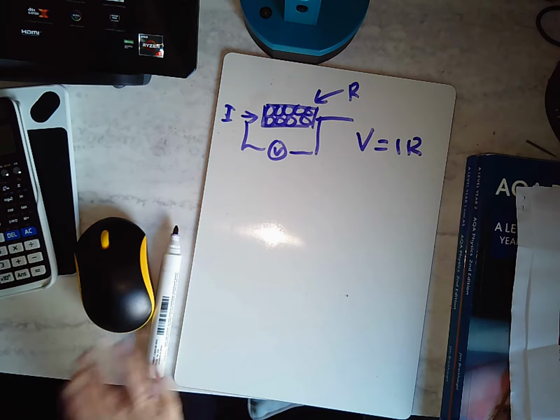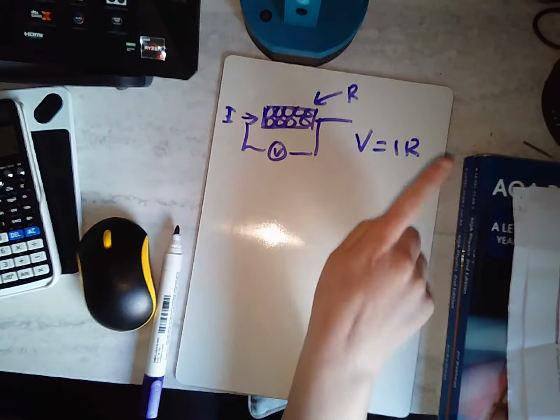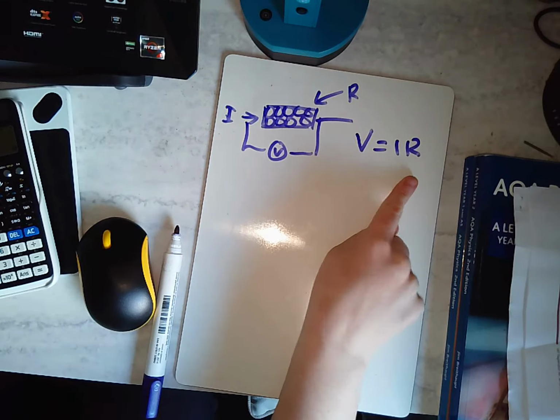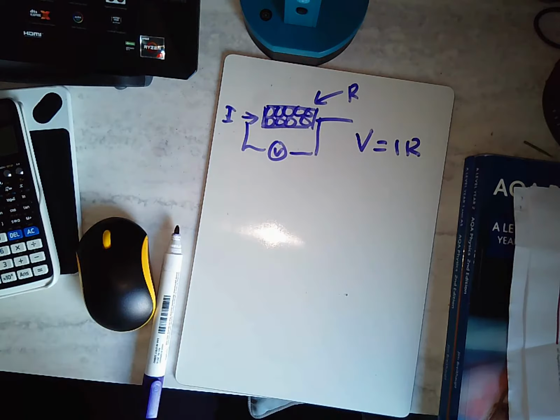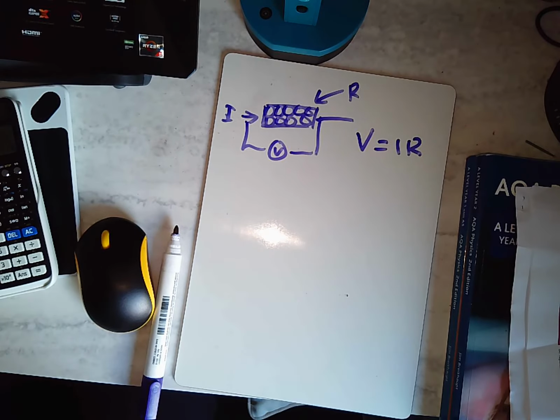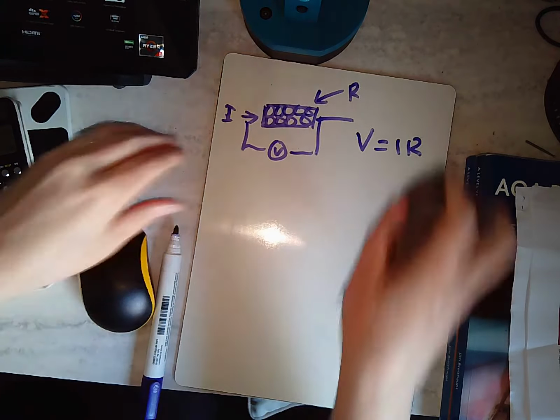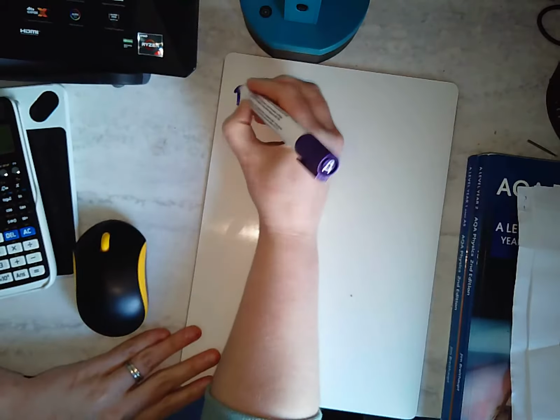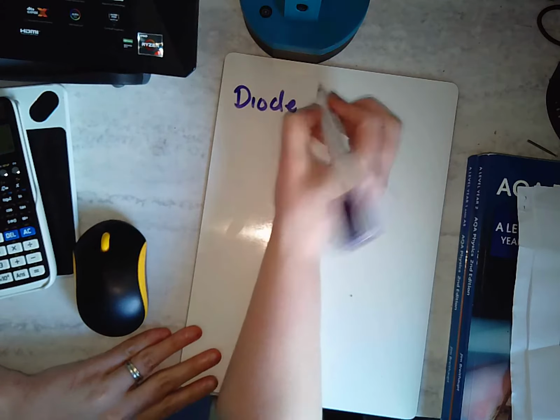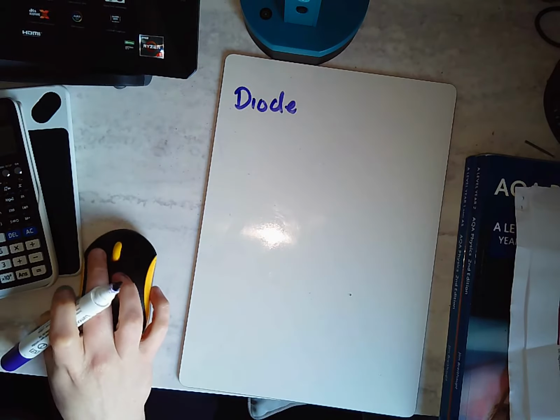But the problem is there are components that don't behave like this, okay? So this is specifically for resistors, the thing that converts it into heat energy. There are other components in circuits which don't actually behave like that, and you need to know about a couple of them, okay? So for example, I'm going to talk about this one called a diode. A diode is a very useful component.